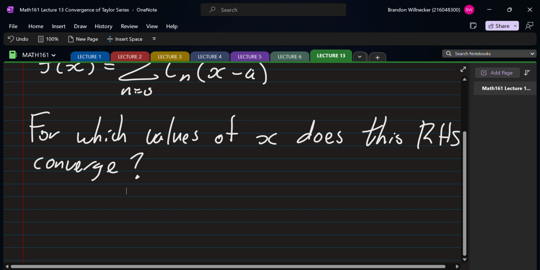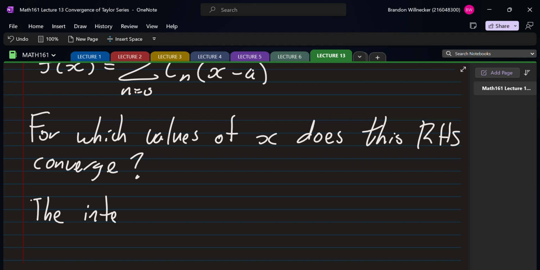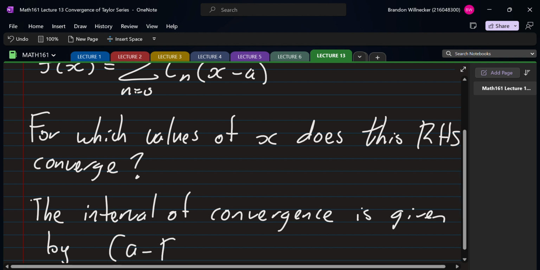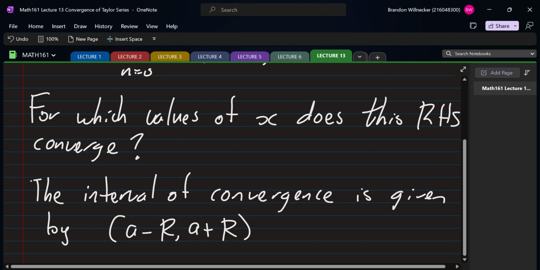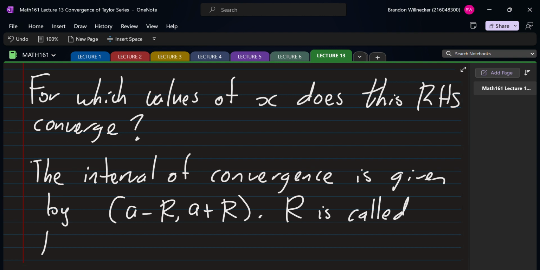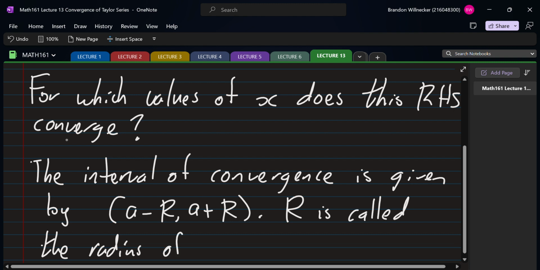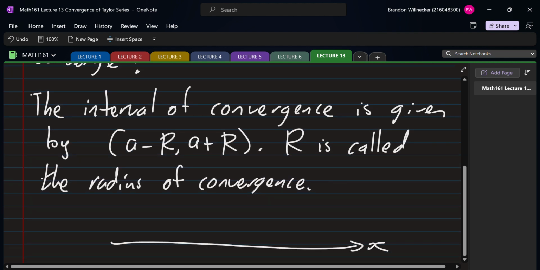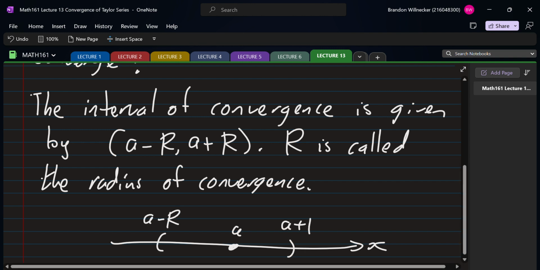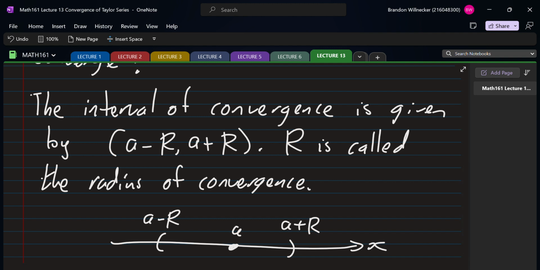Okay, so just a little bit of notation. The interval of convergence is given by a minus R to a plus R, where this capital R is called the radius of convergence. So if we have our number line here, x, here's a. Remember, when we take the Taylor series, we can shift it to some value a. Then we get this interval from a minus R to a plus R. On that interval, our series will converge.